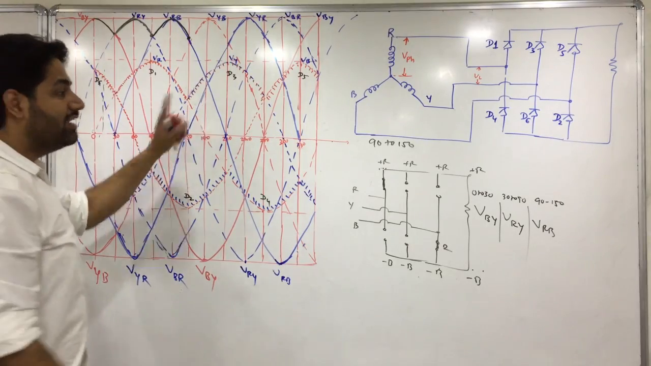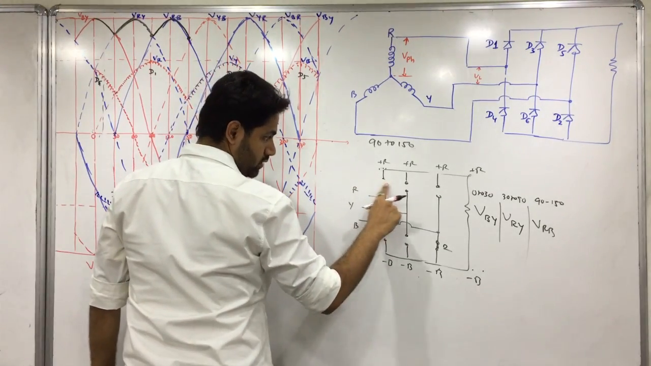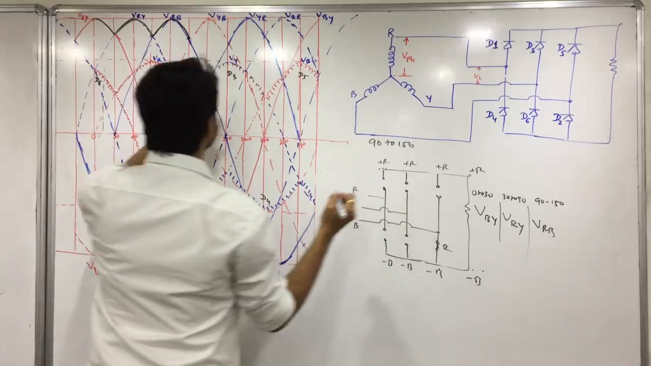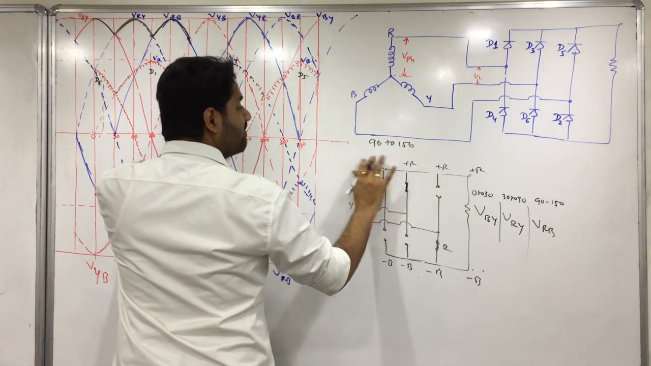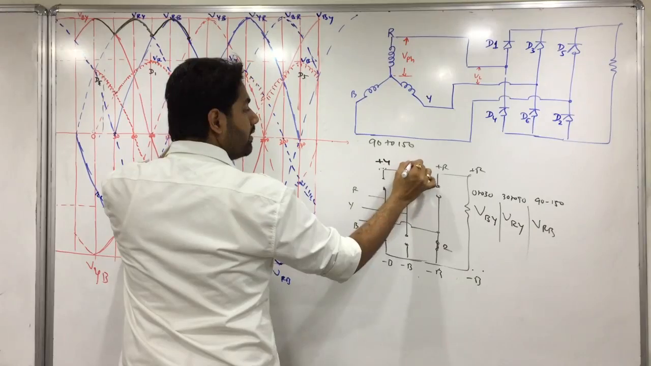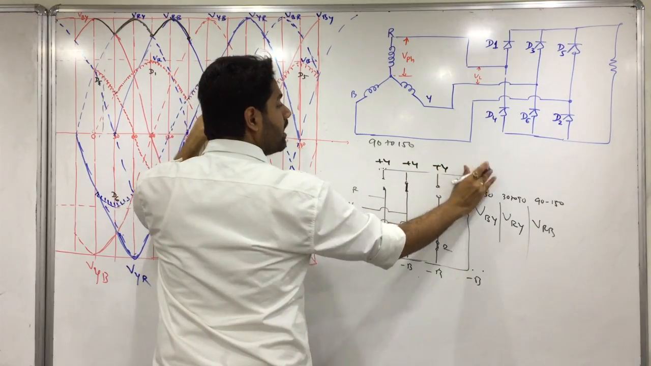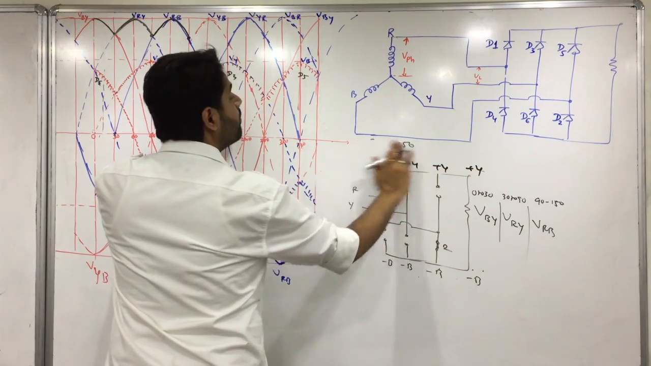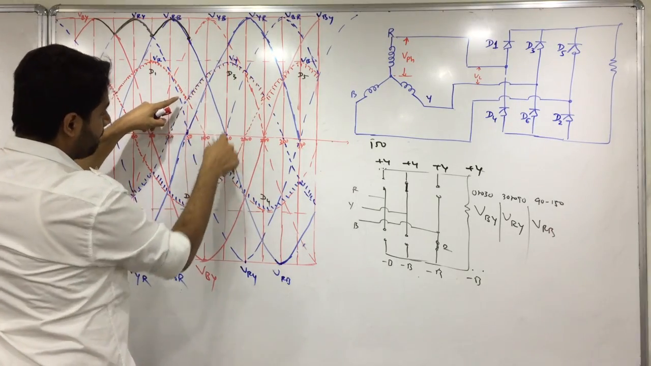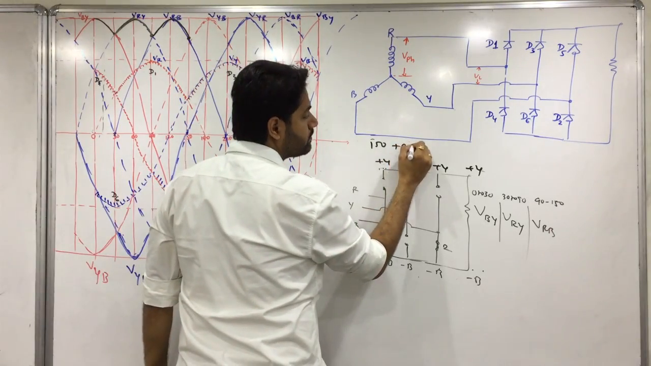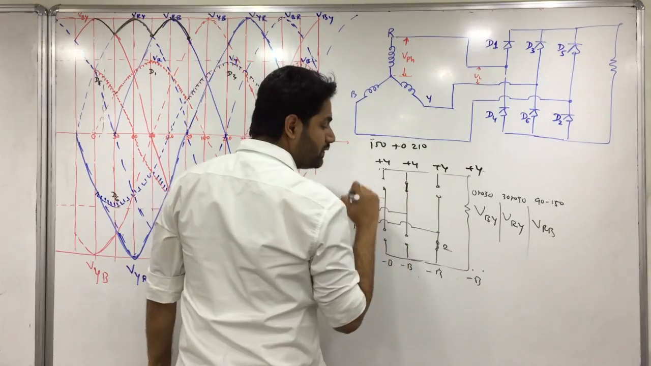Now what will switch? D1 will switch. Now this is gone, it will be switched to D3. So now D3 is coming. Now you'll be having Y over here. So plus Y, plus Y, plus Y, plus Y. And it is from 150 degrees to 210 degrees. Fine. Okay, plus Y is there.